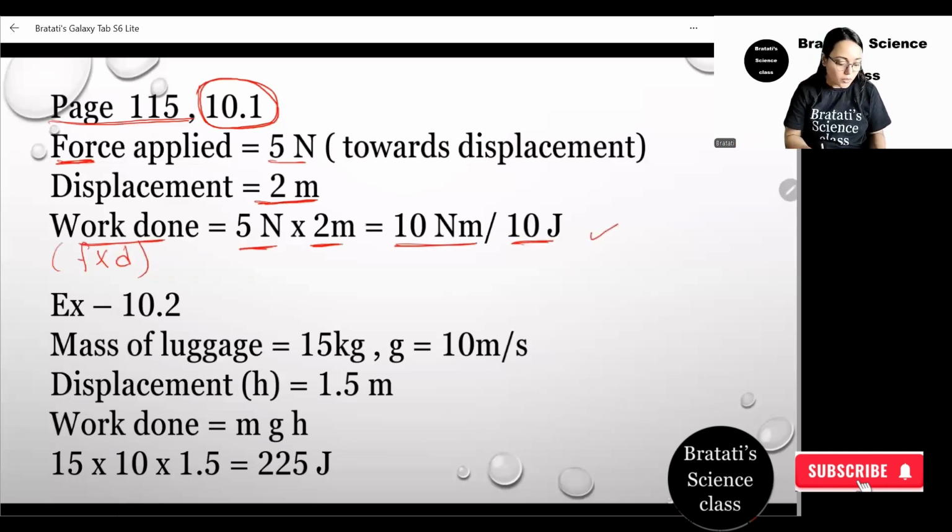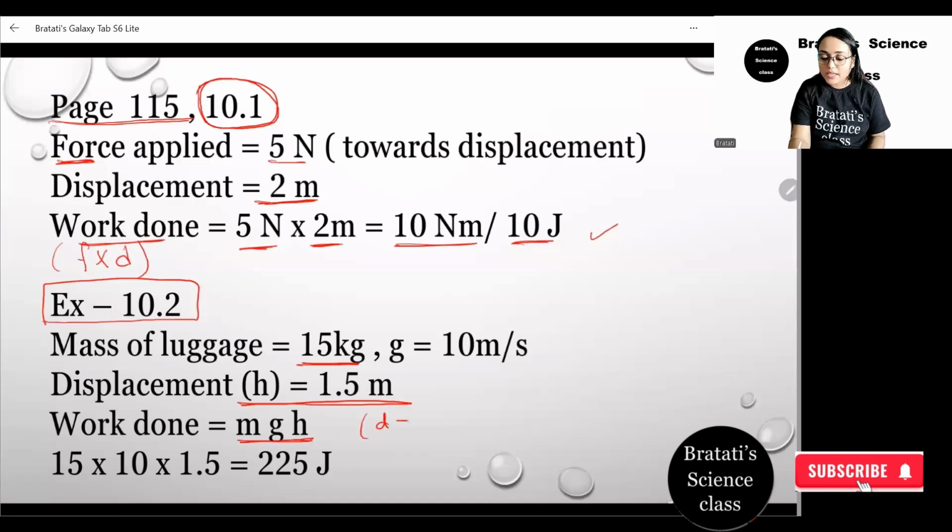Done. Now moving to the next one, exercise 10.2. Here it is given that a porter lifts a luggage of 15 kg, so m equals 15 kg, from the ground and puts it on his head, that is 1.5 meter displacement of the object, h or D. Calculate the work done by him on the luggage. So W equals mgh, F into D. Here D is h, and F we can write as m into g, that is mass into gravity. Gravity is 10 meter per second squared, that is the universal constant g. So it is going to be 15 into 10 into 1.5, that is 225 joule.